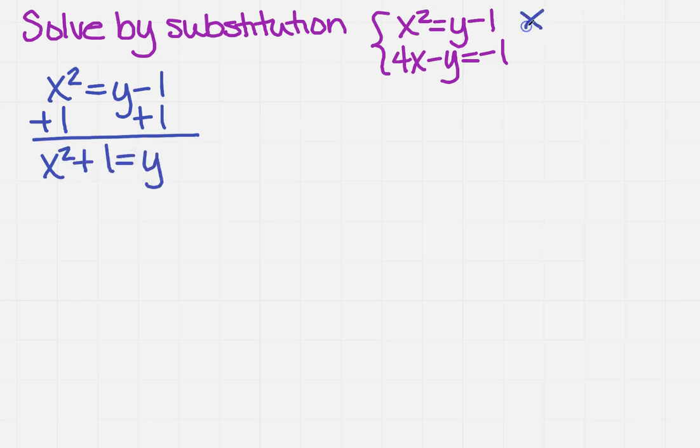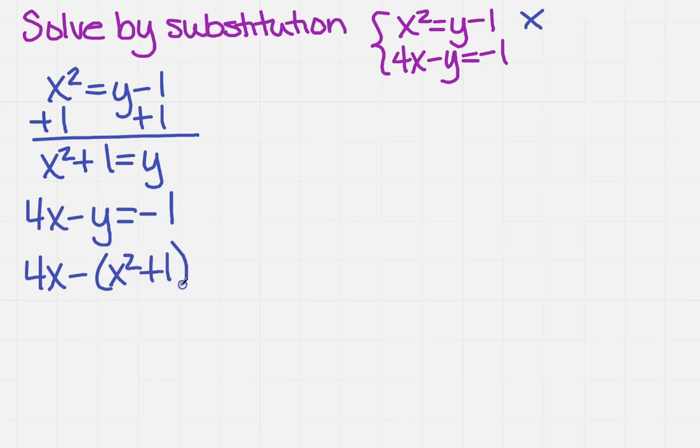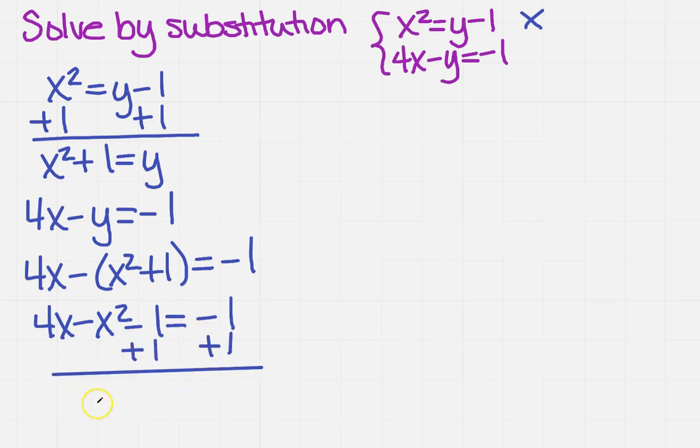Now remember, we just used that equation, so I put a little x next to it. So now I'm going to take the second equation, and everywhere there's a y, I'm going to plug in x squared plus 1. So I need to distribute that minus throughout. Okay, so now let's see, what do I want to do here? Well, there's a couple things you can do. Let's go ahead and get all of our numbers on the right-hand side, so nothing that has x. So that's going to give me 4x minus x squared equals 0.